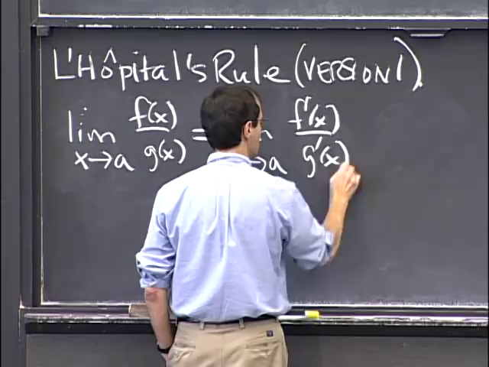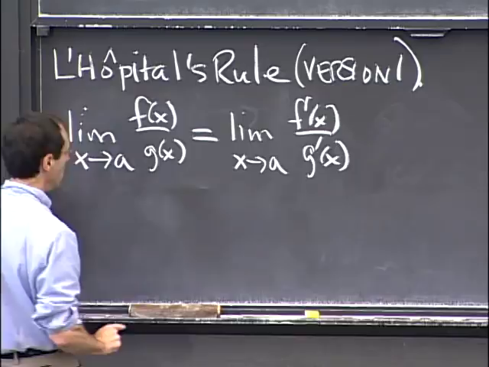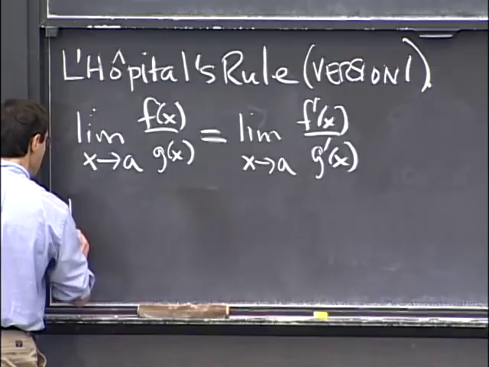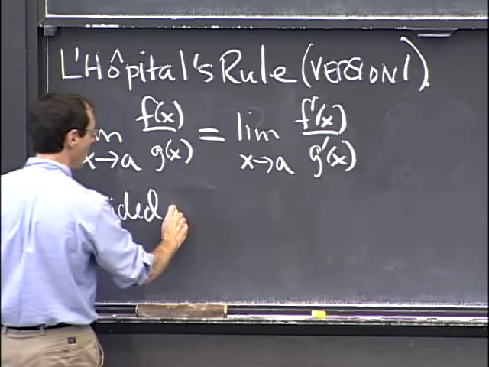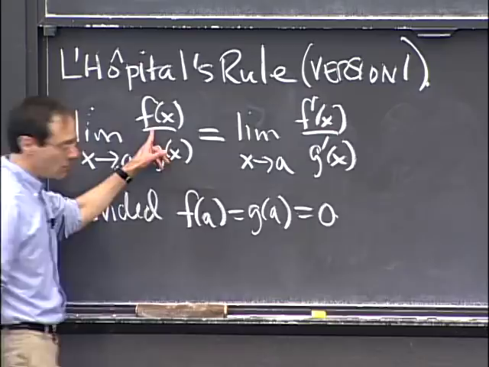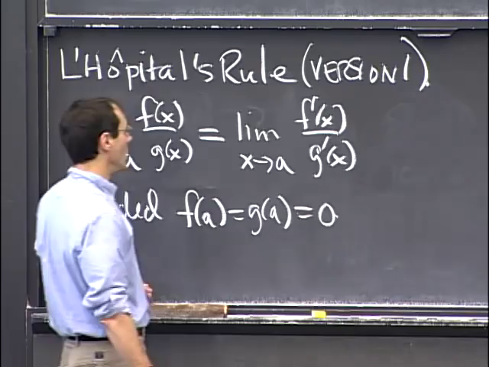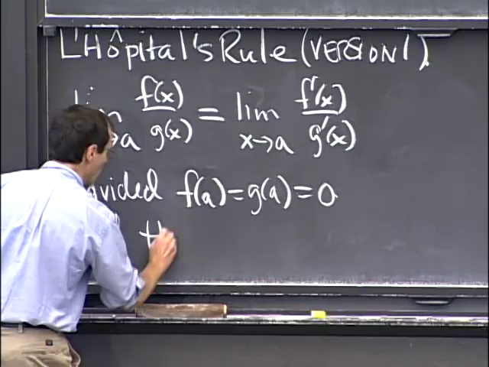Now that looks practically the same as what we said before. And I have to make sure that you understand when it works. So it works provided this is one of these undefined expressions. In other words, f of a is equal to g of a is equal to 0. So we have a 0 over 0 expression, indeterminate. And also, we need one more assumption, on the right-hand side, the right-hand limit.